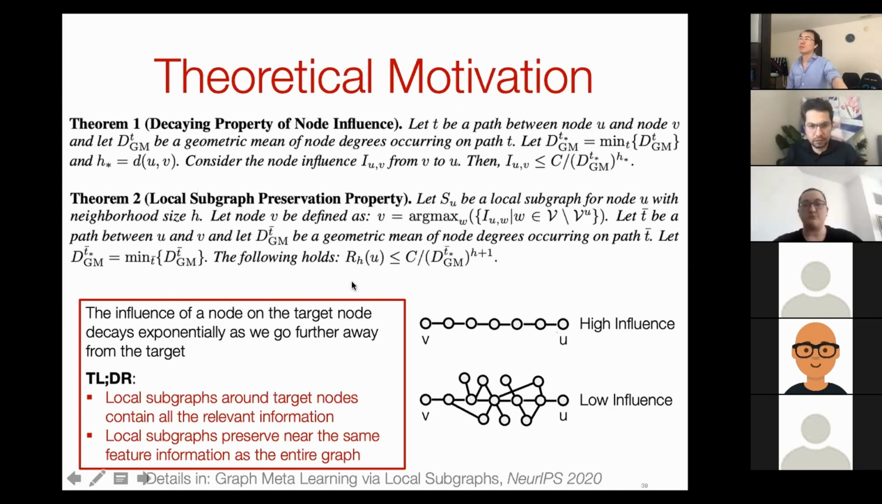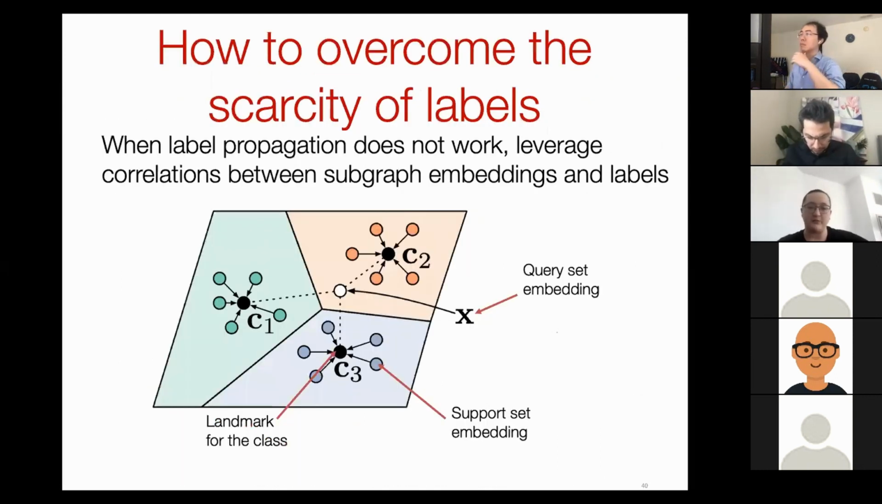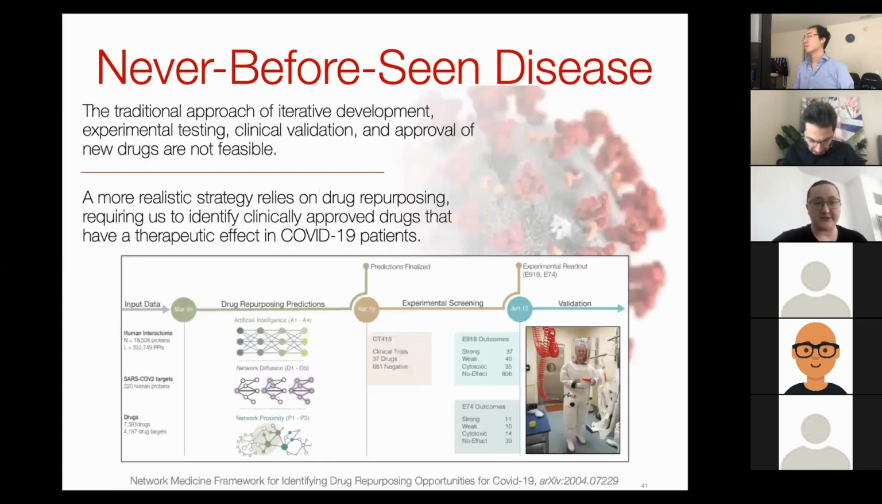We were able to show that mathematically, and also empirically, the rich body of literature in network biology and medicine has shown in the last years how local information, first order and two-hop second order neighbors, are really most useful for making predictions in networks. And so the key takeaway message of GMeta is that when labels are scarce and label propagation does not work, we can leverage correlation between subgraph structure to make better predictions.